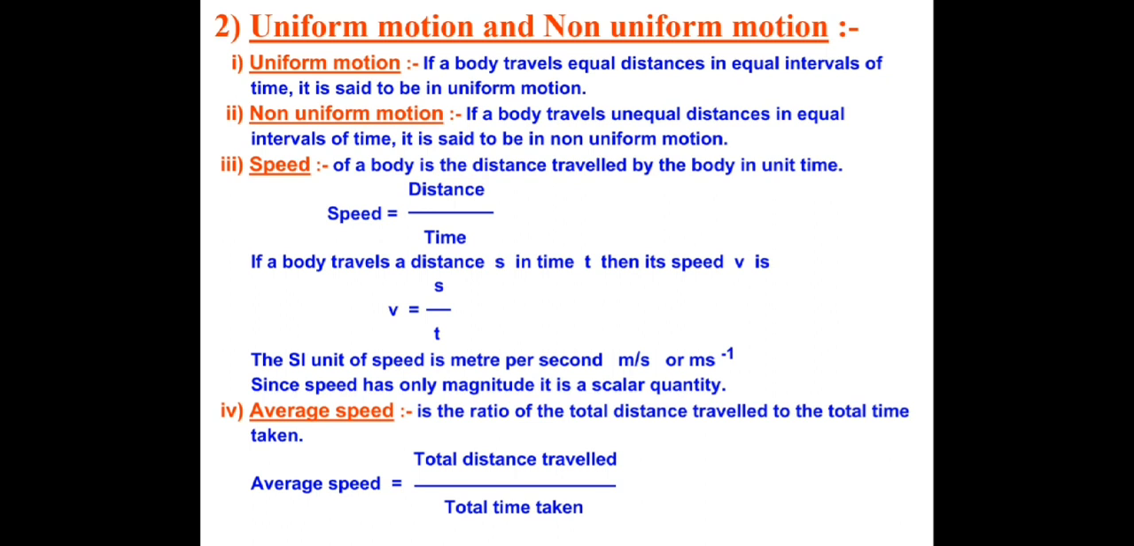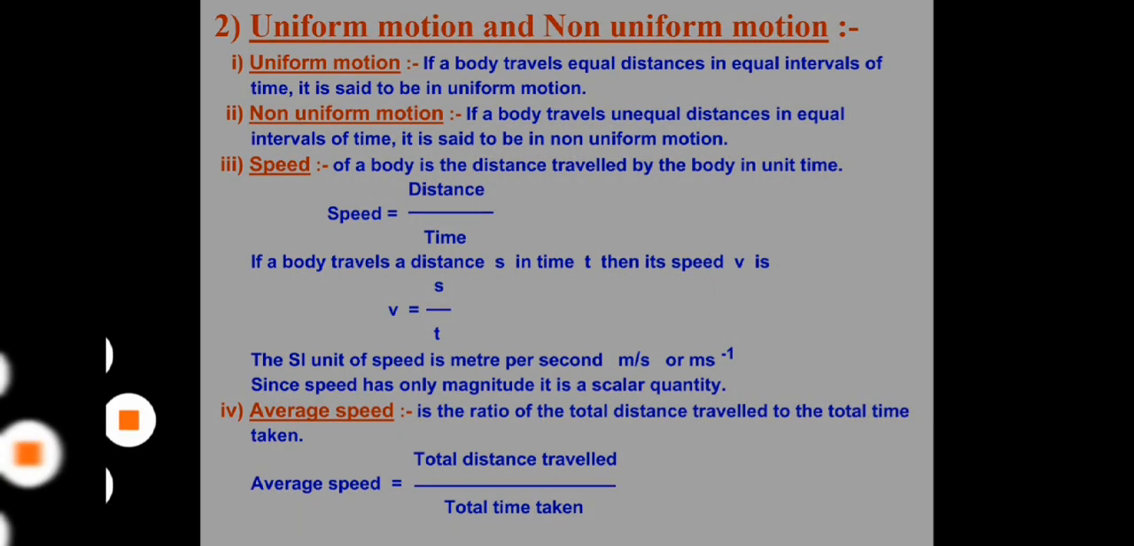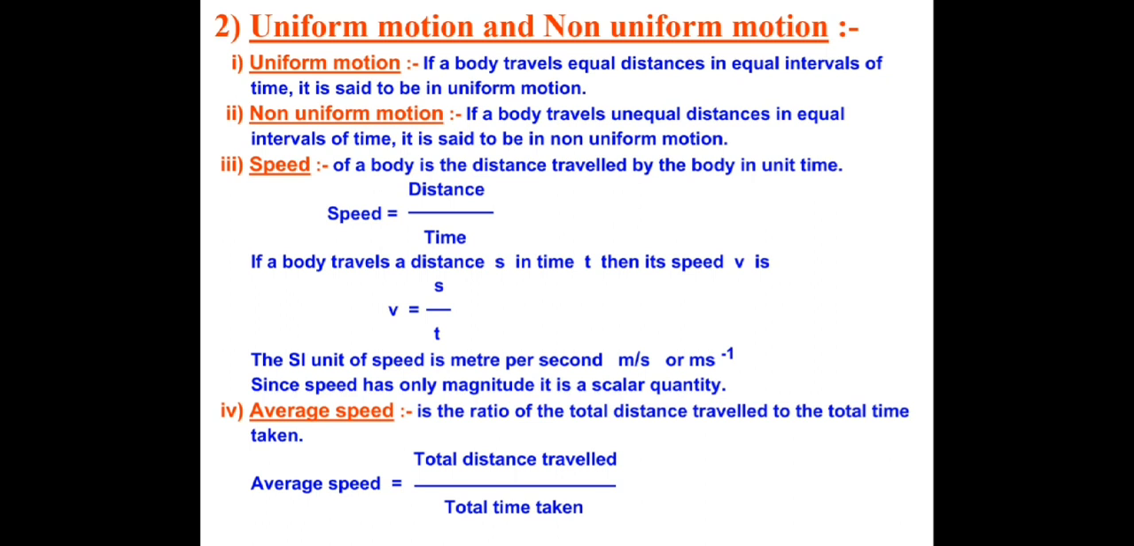The next point is speed. What is the speed of a body? Speed of a body is the distance travelled by a body in unit time. That is called speed. Speed is equal to distance upon time. If a body travels a distance s in a time t, then its speed v is equal to s upon t.